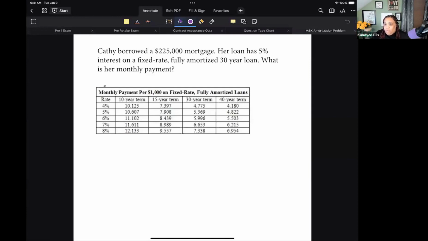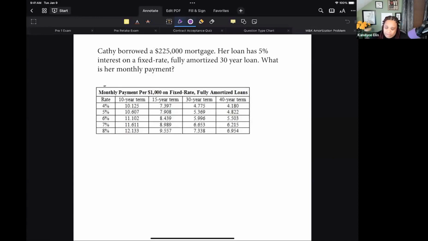Now, Maria has already kind of mentioned it. The concept of what you're looking at in this chart really is we're going to charge you a monthly amount for every 1,000 you borrow. So I'm just going to say, we look at this problem. Kathy has borrowed a $225,000 mortgage. Her loan has 5% interest on a fixed rate, fully amortized 30-year loan. What is her monthly payment?